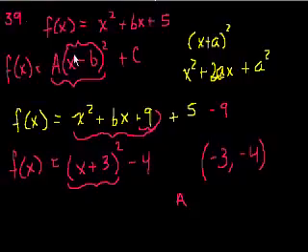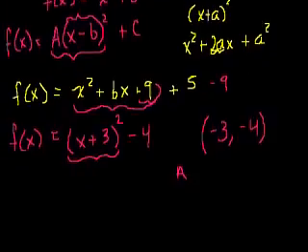And you could have done minus b over 2a. You'd get minus 6 over 2, which is minus 3. That's something you could memorize, but it's better, I think, to have the intuition. Problem 40.